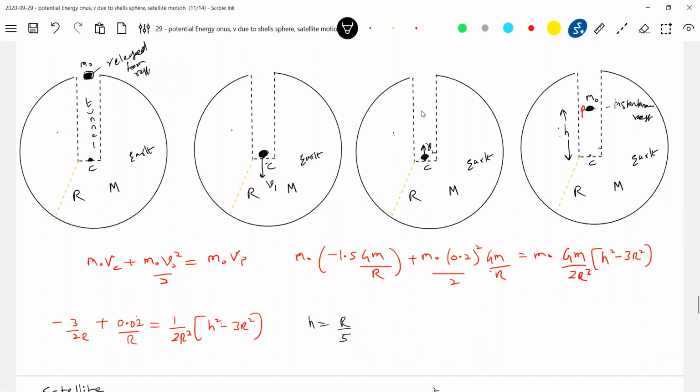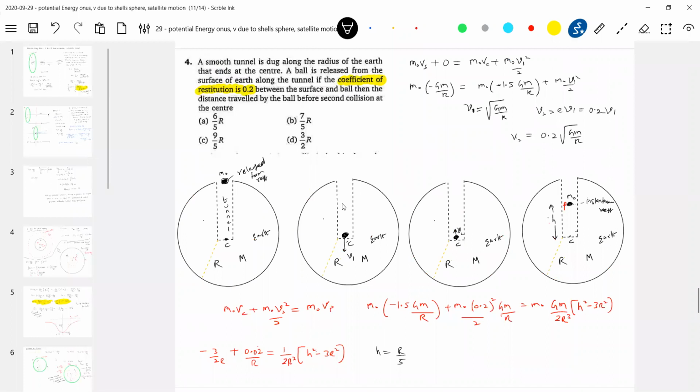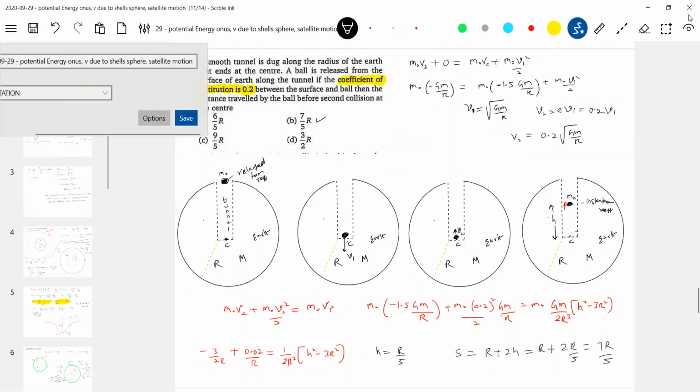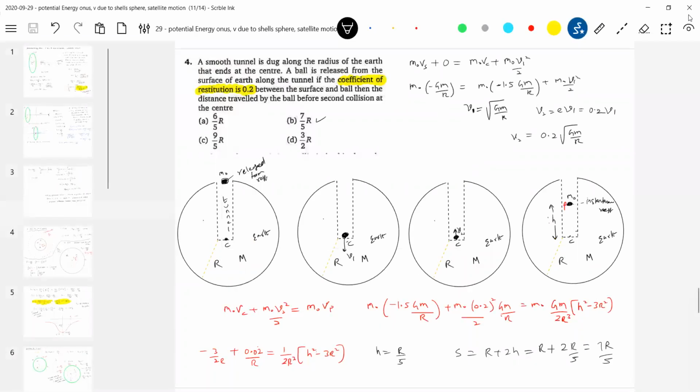Let's go back to our question. What is our question? Total distance traveled before the second collision, that is, the distance traveled by the ball before the second collision at the center. First, how much distance will it move? It will move r. Then it will move h, then h again. So the total distance moved should be r plus 2h, which is r plus 2r by 5, that is 7r by 5. So like this, some small collision ideas. Just after collision, what is the rebound speed? That's all finished. The rest of everything you have to bring from the basic ideas, conservation of mechanical energy.